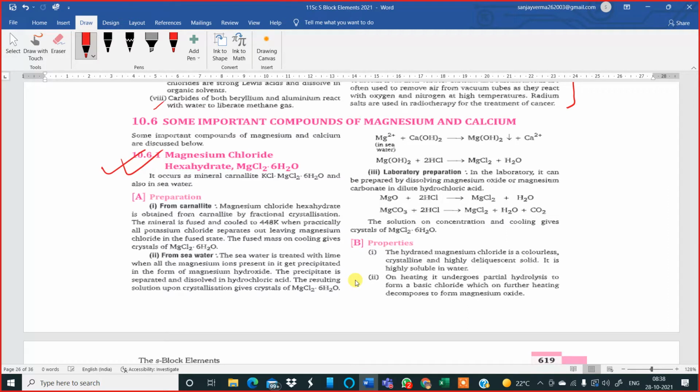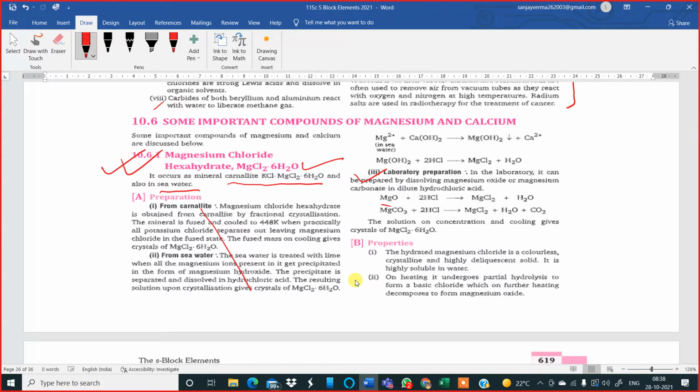So magnesium chloride hexahydrate. The formula is here. It occurs as a mineral carnallite and is also present in seawater. Now, preparation from magnesium oxide. The preparation from magnesium oxide is only there in the syllabus, so this is not required. Okay, only this one is required. Lab preparation: in the laboratory over here, it can be prepared by dissolving magnesium oxide.